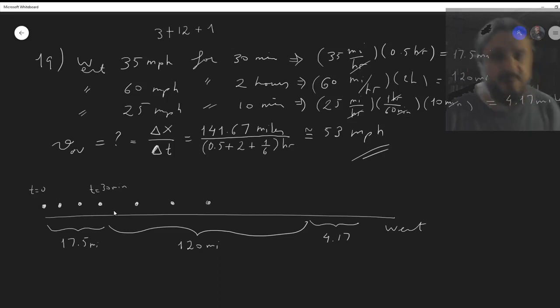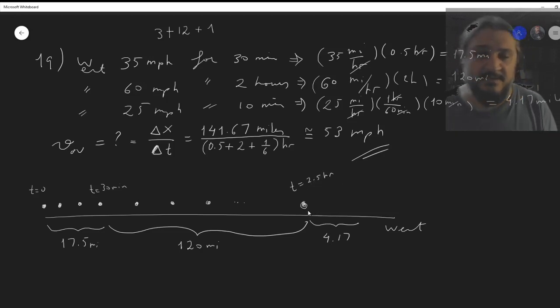Okay, I'm not going to draw all these 12 points. I don't have room, but I'm just going to put dots here. You know what's going to happen. By the time I reach here, it'll be 2.5 hours. 2.5 hours. And then I reduce the speed to 25.